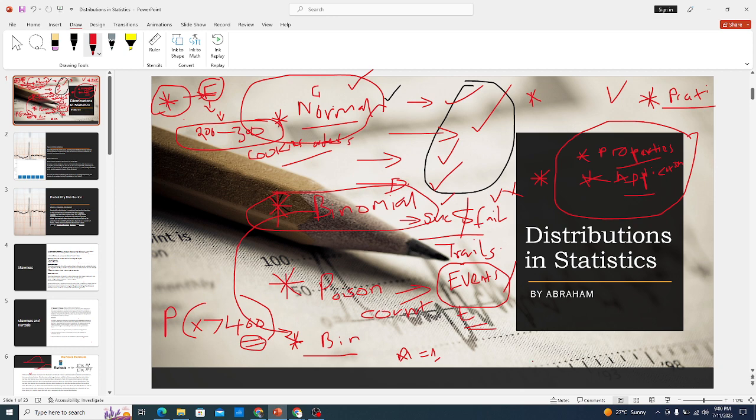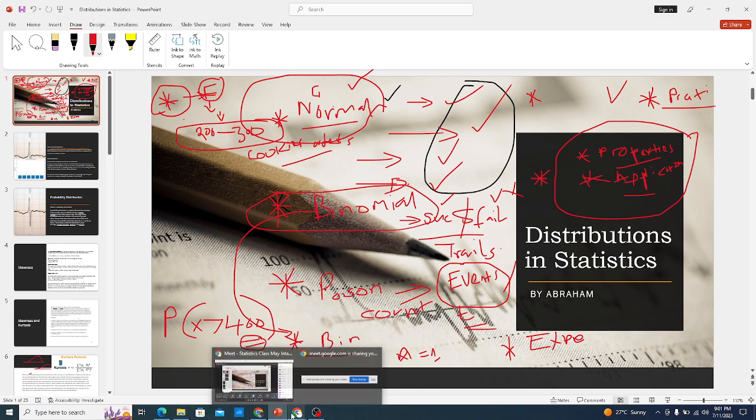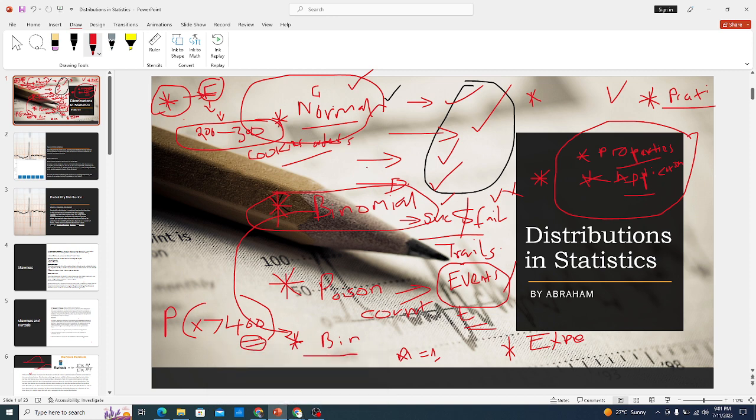And if time allows, maybe I can add the exponential distribution and see some properties of the exponential distribution. Okay, good. That was just an introduction. I just wanted to show you the different types of distributions and maybe what they mean. Now let's go.